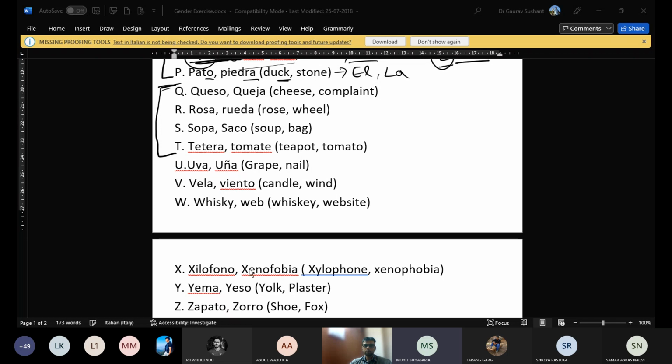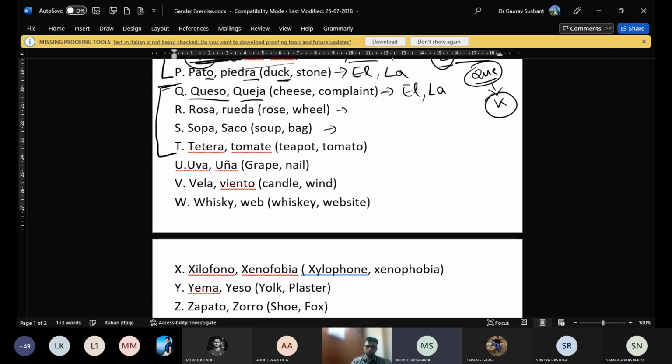Mohit, we try the next four. Yes, sir. Let me tell you the pronunciation when QUE is coming all together. It is K pronunciation. So now, can you pronounce it correctly? El queso. Exactly. El queso. And this one, J pronunciation, you have to keep in mind. La queja. La queja. Very good.